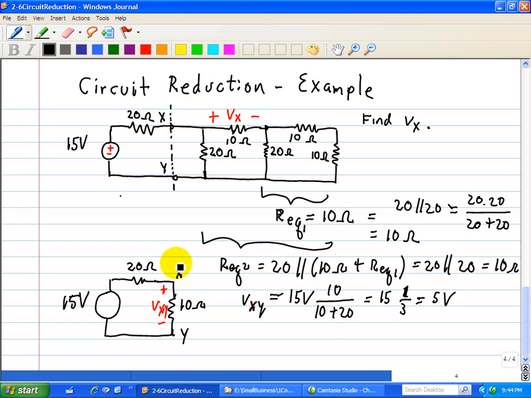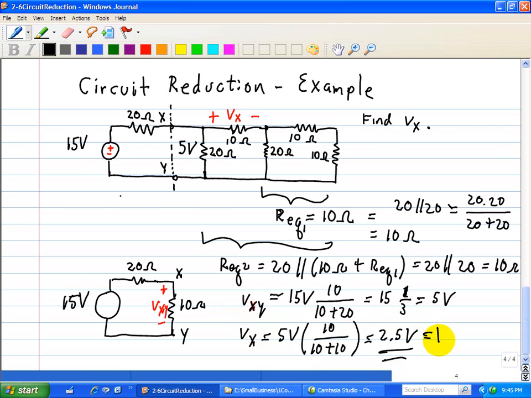But we note that the voltage Vxy here is 5 volts. This is 20 ohms, and we note that this 10 is also in series with this 10 that we calculated for REQ1. So since this here is 5 volts, half of the voltage drop is across Vx. So Vxy is 5 volts, so for Vx, this is a 10 ohm. So 10 ohm plus 10 ohm, that's just half of the 5 volts, or 2.5 volts, is the resulting answer for Vx.